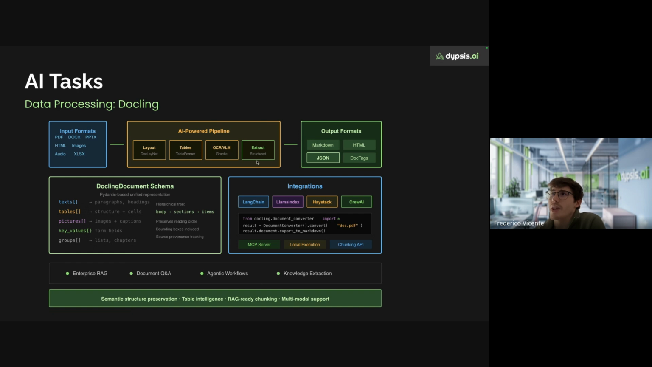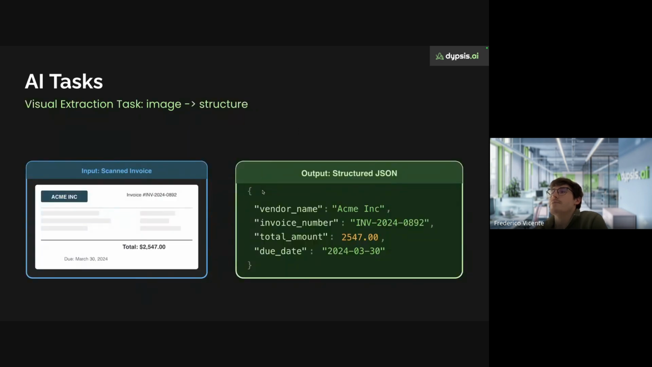And as you can see in this AI-powered pipeline, you can swap in different models, for example, to extract the text from the documents, or even to understand the layout of the document. You can use different models for that. So this is visually just an example of a common task, which is taking, for example, an invoice and using a vision language model to extract exactly what's present in the document.